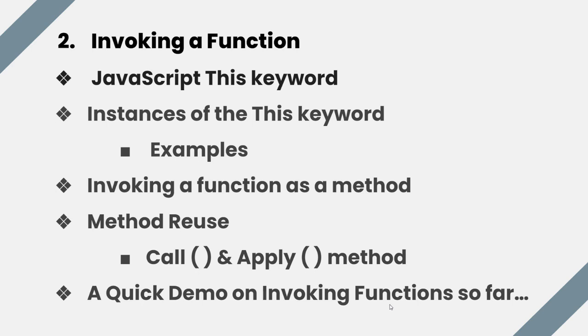But here we'll be seeing different ways of invoking a function. Because of this section, we'll be looking into the JavaScript this keyword. There's a keyword in JavaScript called this, and this particular keyword is quite important in understanding how to invoke different types of functions. So we'll be seeing the JavaScript this keyword. We would also see instances where this keyword occurs, and an example of each of these instances.